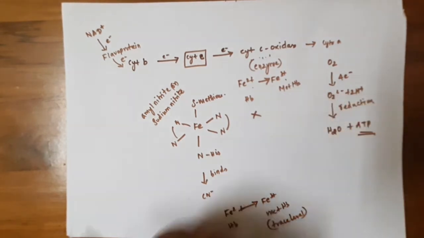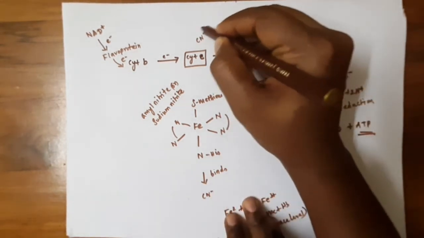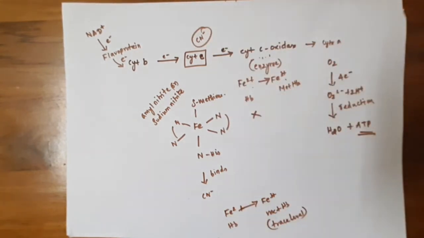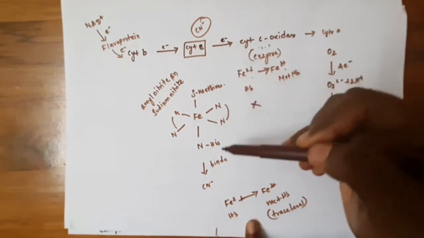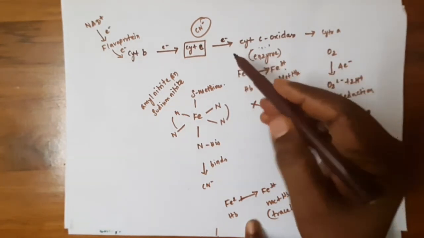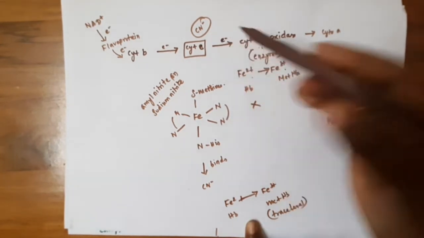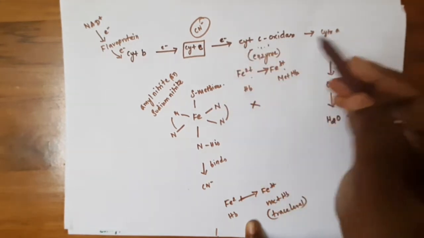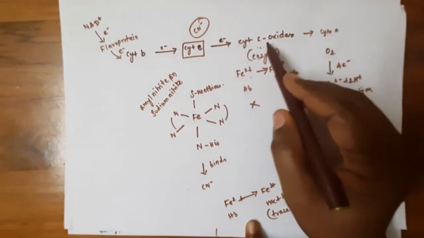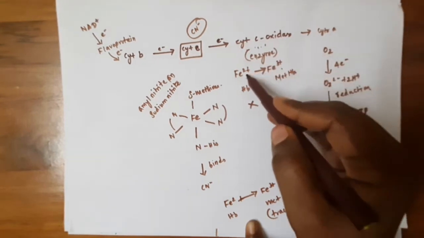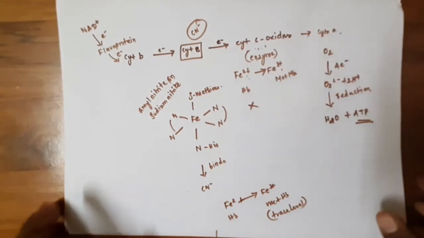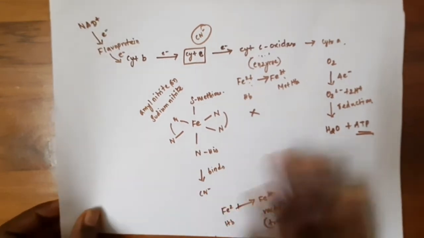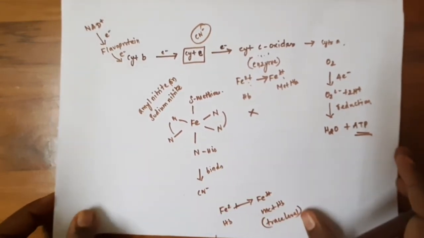Okay, so the cyanide poison is mainly due to the cytochrome C. Cytochrome C takes the cyanide ion, binding the cyanide, and transfers the electron to cytochrome C oxidase. Then cytochrome C oxidase gets oxidized, Fe2 plus to Fe3 plus, and transfers the electron to cytochrome A. Okay, so this is the sequential reaction of the electron transport chain in cytochromes.